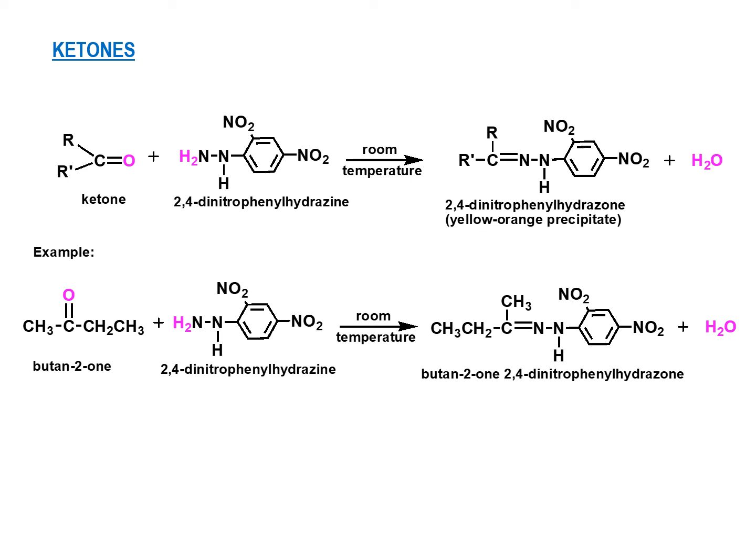You have butan-2-one react with 2,4-DNP in the room temperature. So what going to be happen? You will form butan-2-one 2,4-dinitrophenylhydrazone and water. Okay. So this product yang akan bagi yellow orange precipitate.